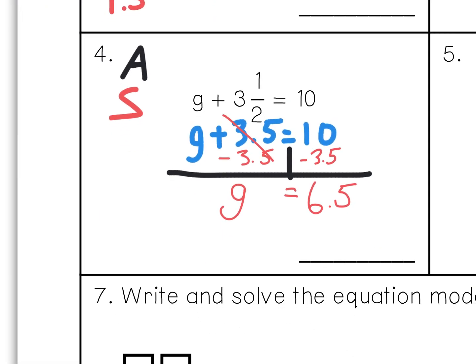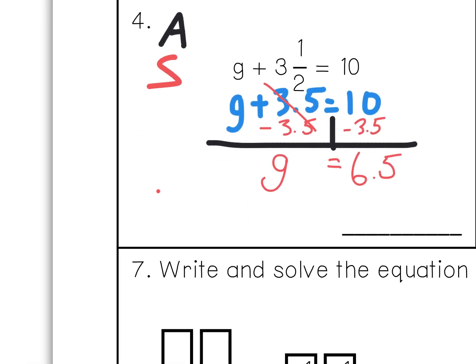6.5. Okay, so now let's double check this. 6.5 plus 3.5 equals 10. Is that true or not true? And then I'll give you guys just a second to catch up. It's true. Okay?